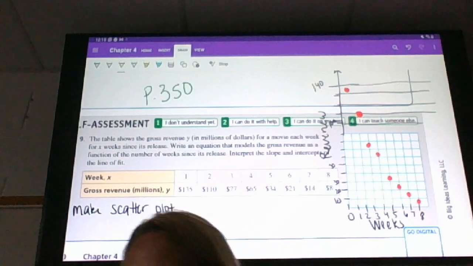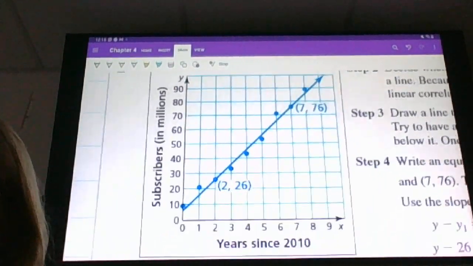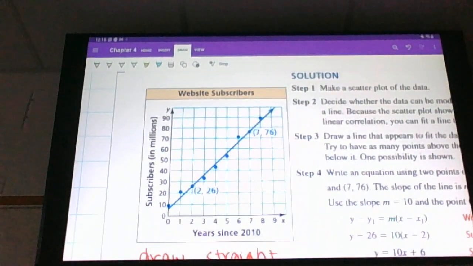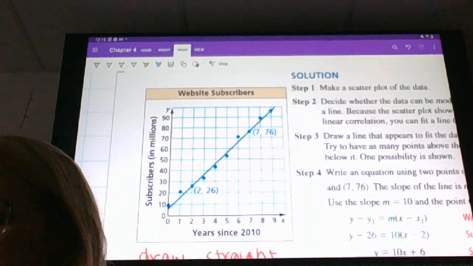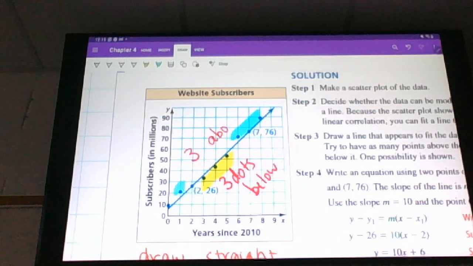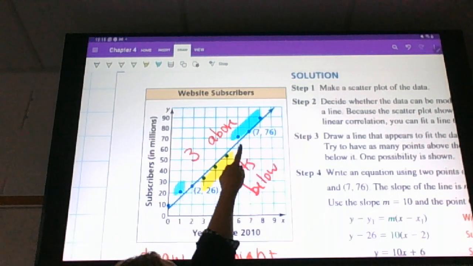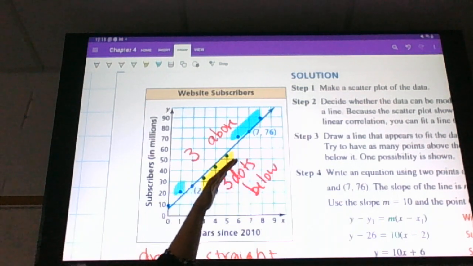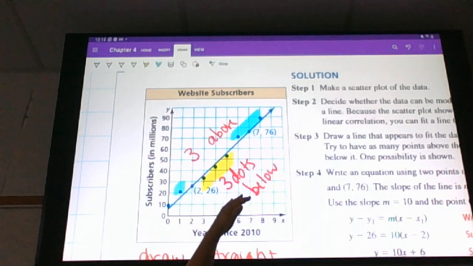Let me see how they did their line of fit up here. Let's count this one that the book did. This is about website subscribers. They got about 3 dots below the line, and 1, 2, 3 above. That's kind of what you want. Notice they did not zigzag and connect all these dots. It's a line through the data. You want some above and some below.